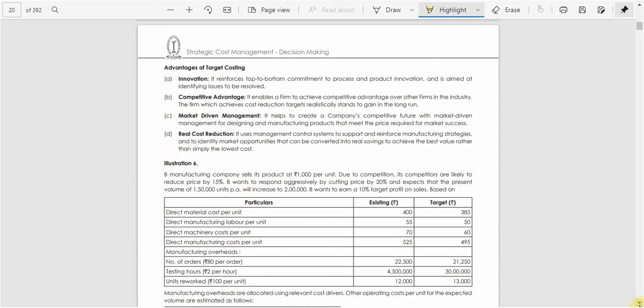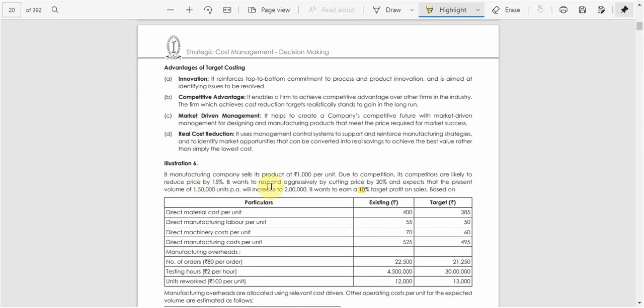and expects that the present volume of 1,50,000 units per annum will increase to 2 lakhs. So our manufacturer wants to be more aggressive than the competitors, so he wants to cut down the price by 20%, and the sales volume, he's expecting, will go from 1,50,000 to 2 lakhs. And B wants to earn 10% target profit on the sales. So he wants to earn 10% target profit here.